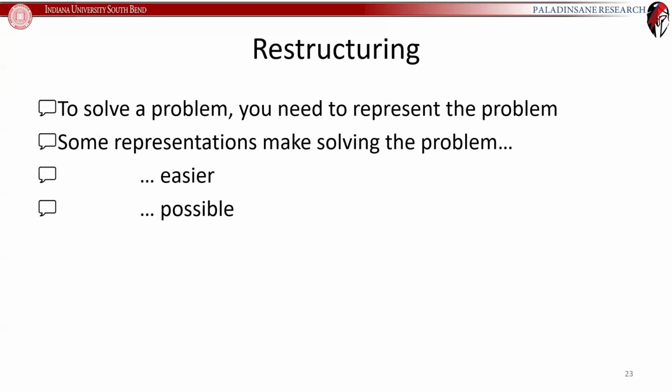So the first reason for this that we took a look at is the failure to restructure the problem when you're trying to solve it. And basically using the representation that you start with over and over and over again in order to solve the problem. Whereas if you were able to restructure the problem and use a different representation, it would make solving the problem easier. It would make solving the problem possible.